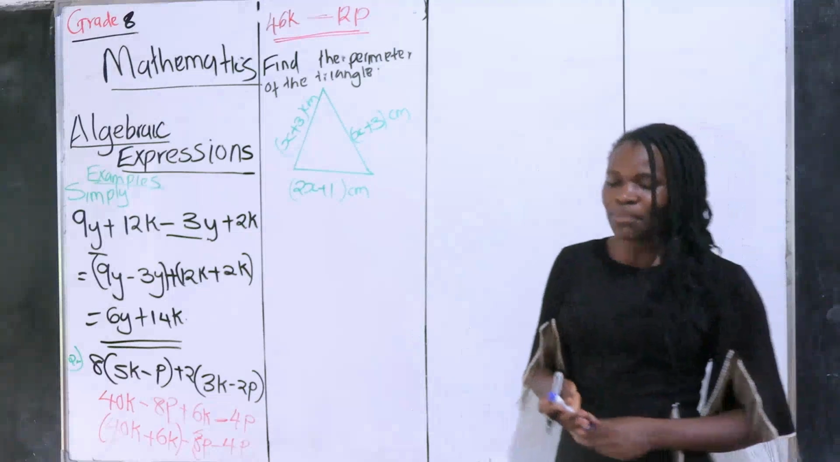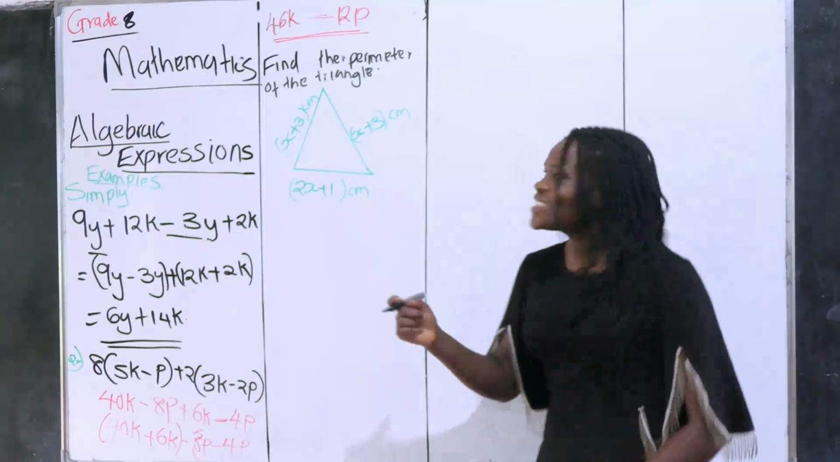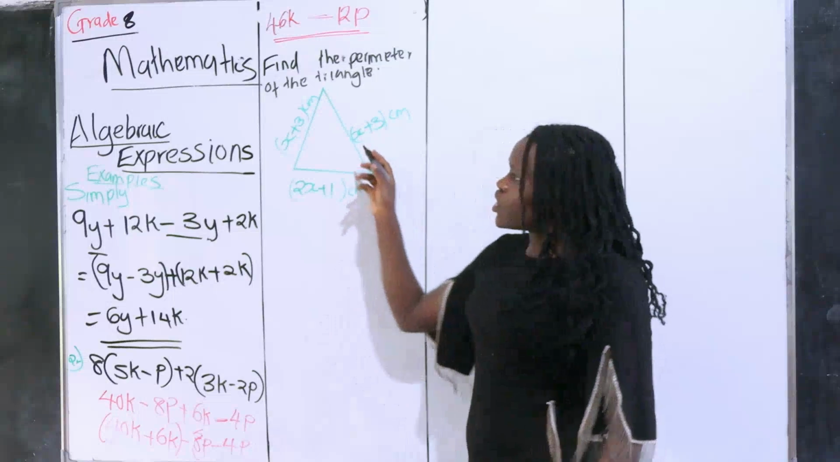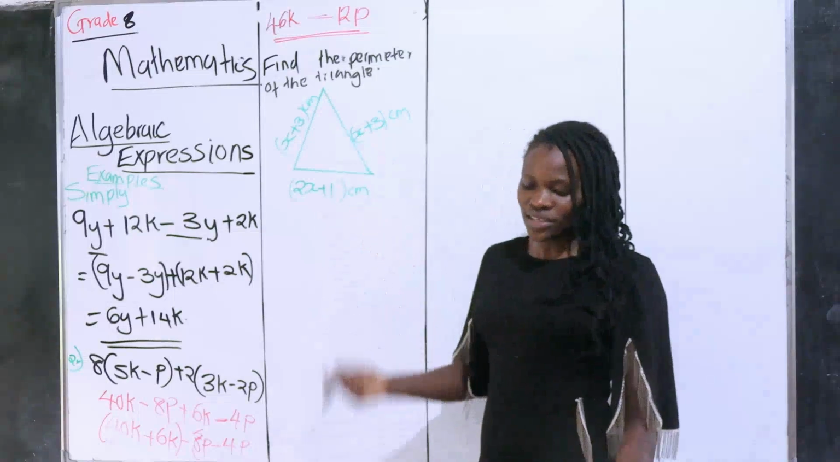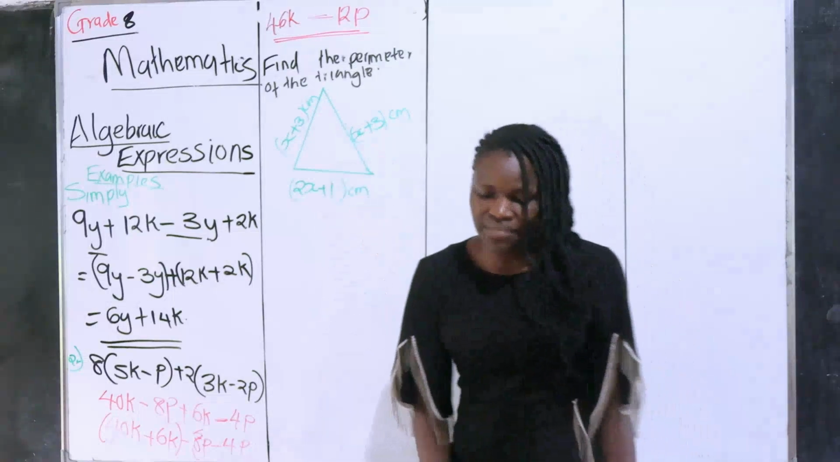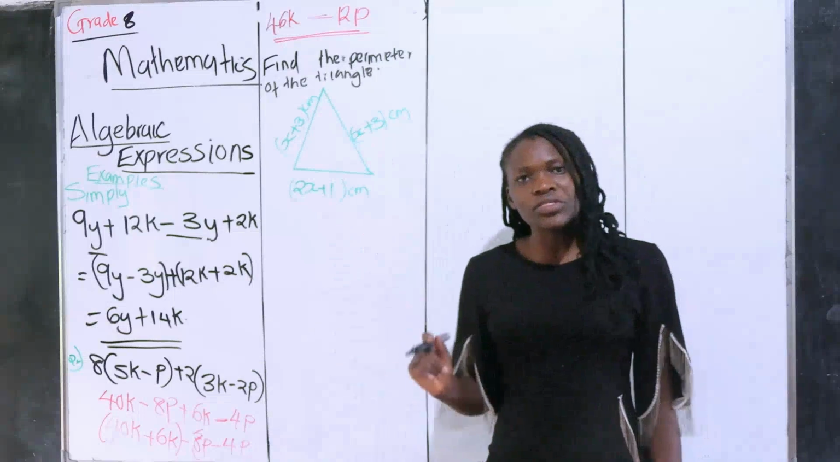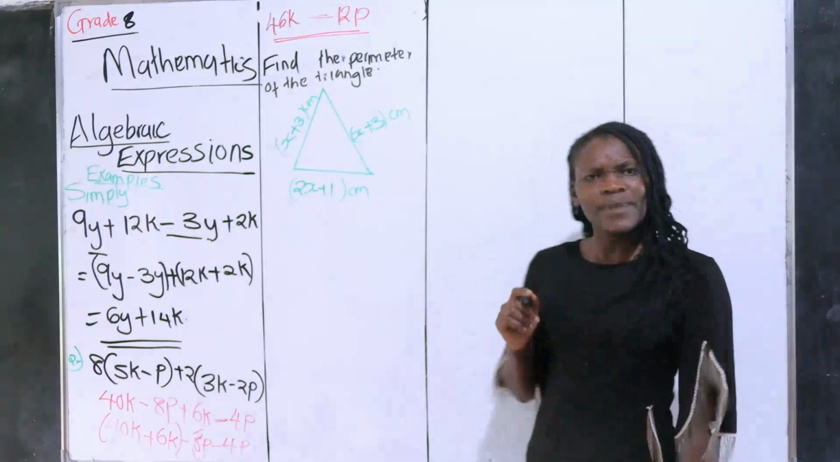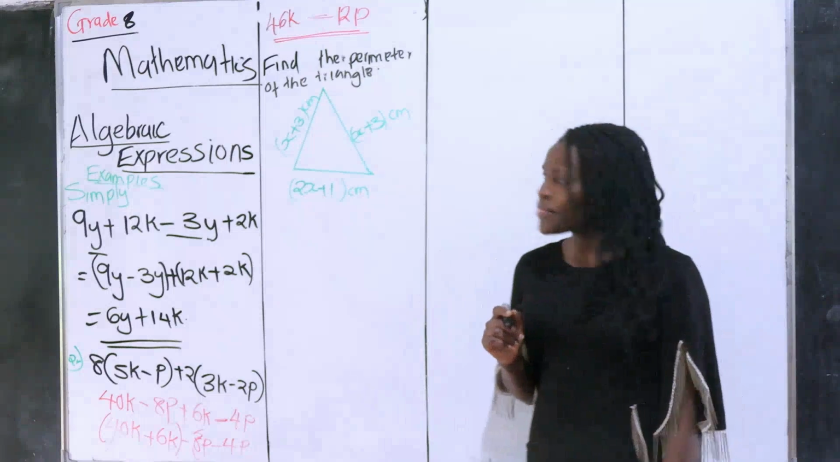What do we know about a perimeter? Perimeter is what? The distance all around the figure. That is what we call perimeter. The distance around the figure. So let's find the perimeter of this figure.